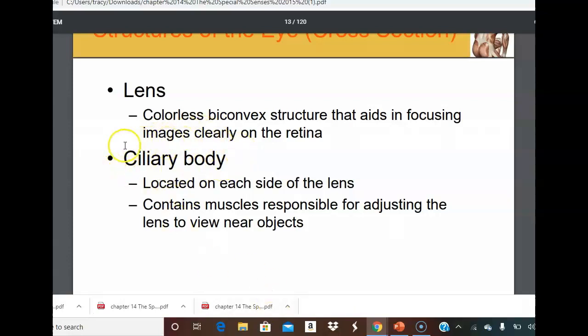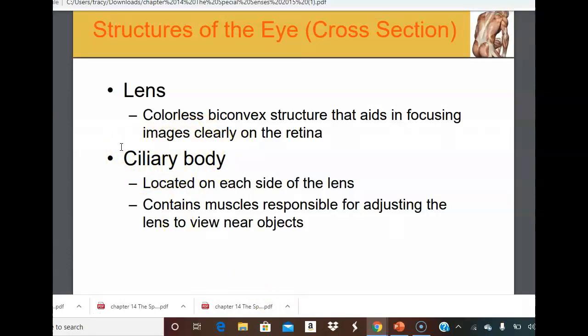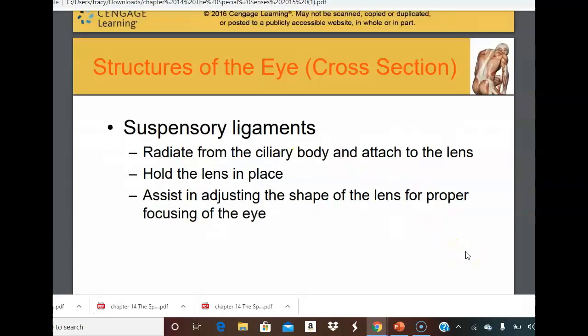Okay. And then the ciliary body actually is located on either side of the lens and has suspensory ligaments that come down and help in that contraction process.